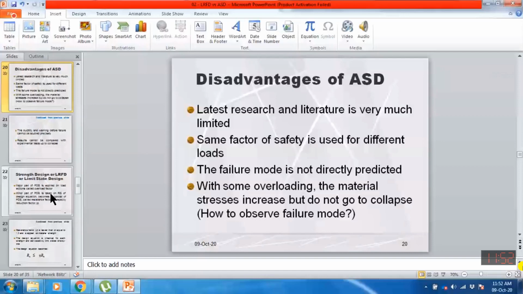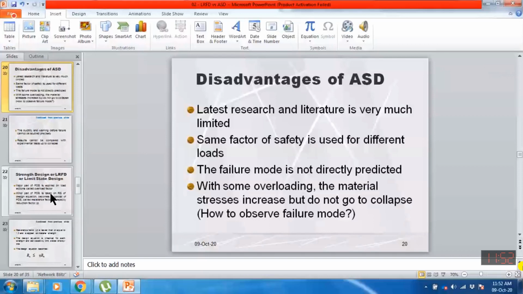With some overloading, the material stress increases but does not go to the collapse limit. That means if I have applied some extra load more than the design load, the stress may be more than 150 megapascal, maybe 200 megapascal. So on paper the structure fails, but we still have reserve capacity of 50 megapascal, because the structure will fail when the applied stress is equal to or more than the yield stress.